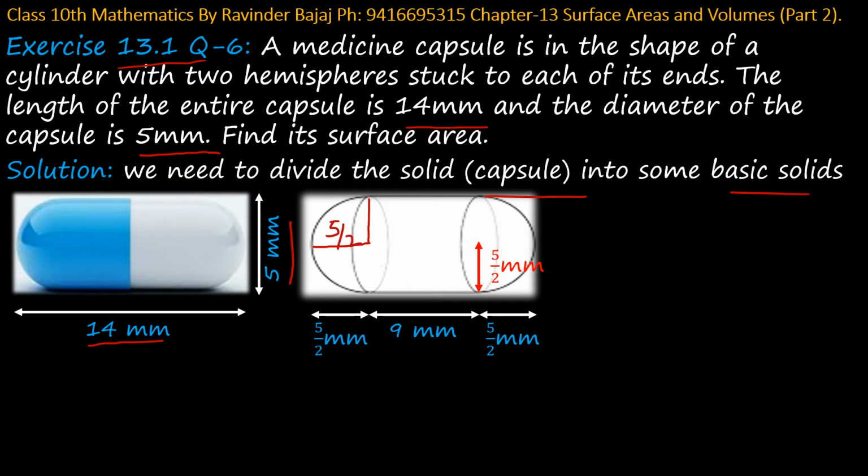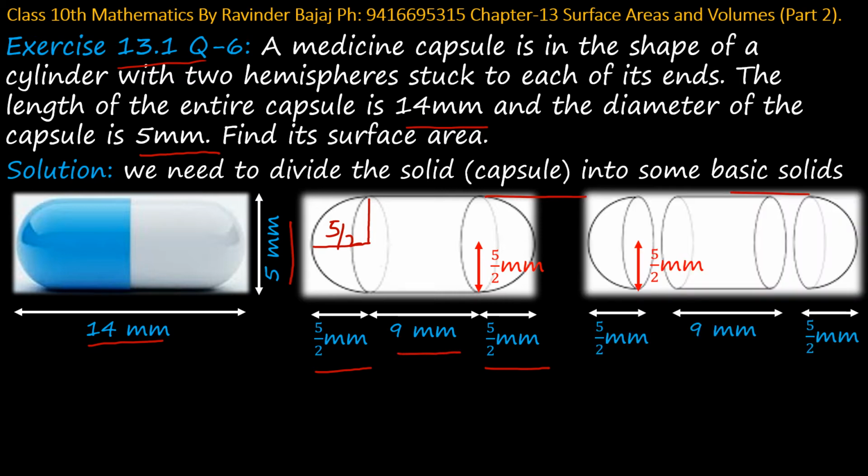Okay, so in this way total length is given 14. 5 by 2 is subtracted from this side and 5 by 2 is subtracted from this side. Remaining is 9 mm. In this way we have divided this solid into three parts. This is the first part, this is the second part, and this one is the third part. These three parts will be added together. If we add the curved surface area of these three, we will get the required answer.